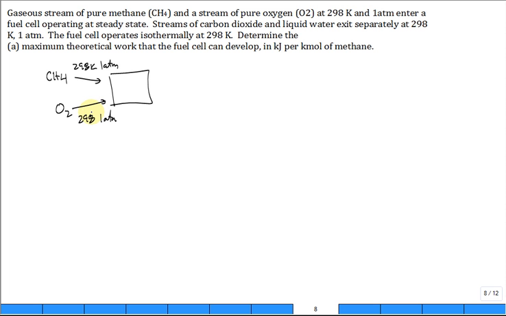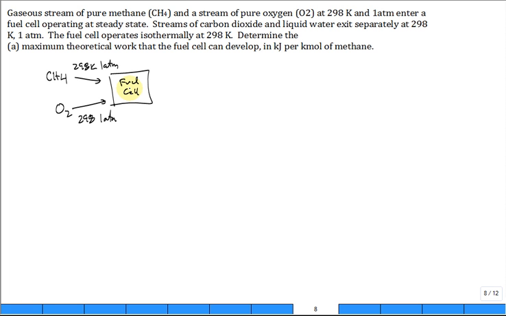So this device has two bottles sitting there. One is a pure methane bottle and one is a pure oxygen bottle. And they feed this device. It's coming into the device at 298 Kelvin, 1 atm for both the streams. It's a fuel cell.